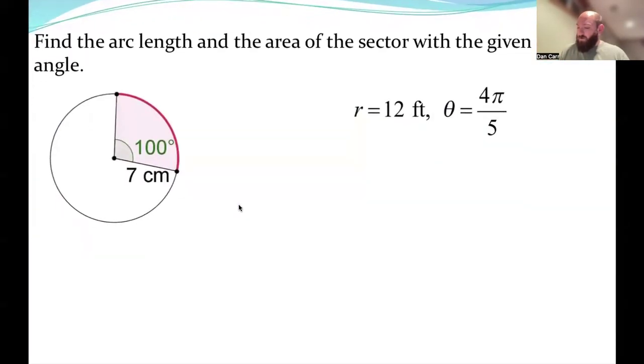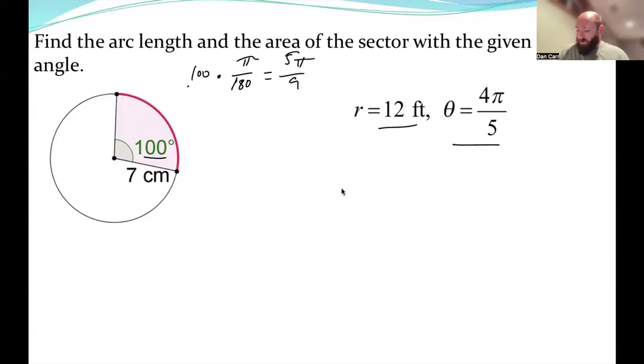So find the arc length and the area of the sector with a given central angle. So we do have radians here, 4 pi over 5, and we have our radius of 12. Sorry, two different problems here. My bad. Okay, so first one we're looking at is 100 degrees. So let's turn that over into radians. So I'm going to take 100 times pi over 180. So the fraction 100 over 180 is going to reduce down to 5 pi over 9. So that's going to be my radians.